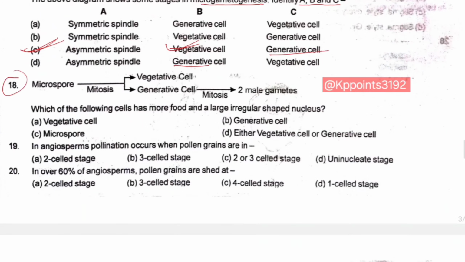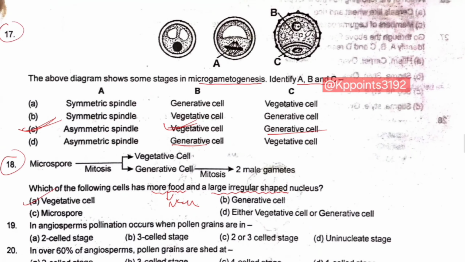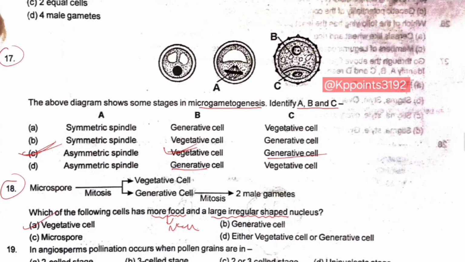Now question number 18. The microspore passes through mitosis and forms a vegetative cell and a generative cell. And the generative cell passes through mitosis and forms two male gametes. Clear? Which of the following cells has more food and a large irregular-shaped nucleus? More food means the vegetative cell. Answer is A. In the diagram of question number 17, the vegetative cell is large and stores more food.